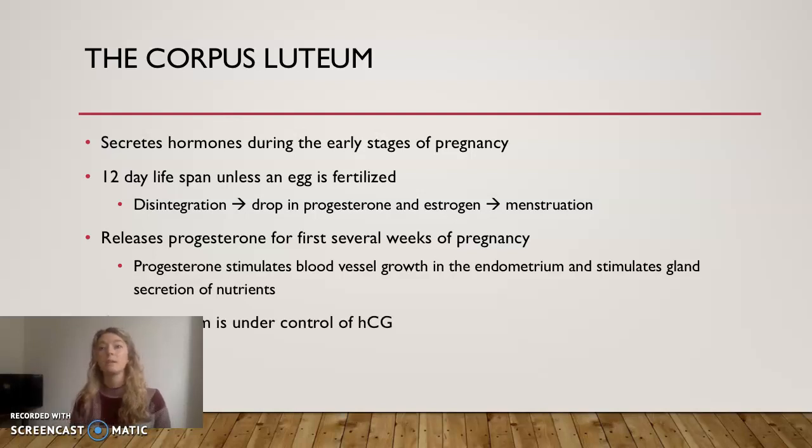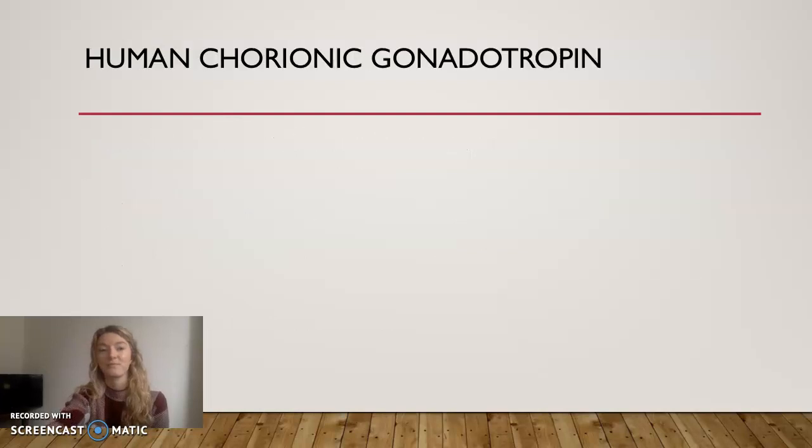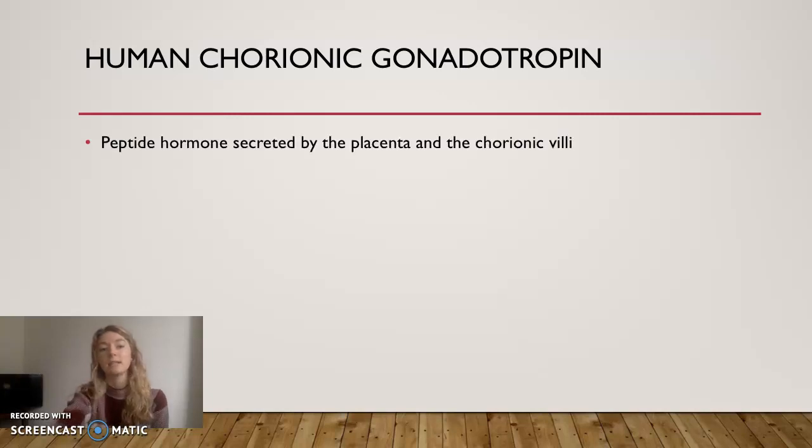The corpus luteum is under control of a hormone called human chorionic gonadotropin hormone, or HCG. Human chorionic gonadotropin hormone, or HCG, is secreted by the placenta and the chorionic villi. The chorionic villi are finger-like projections that sprout from the chorion and allow maximal contact with maternal blood.